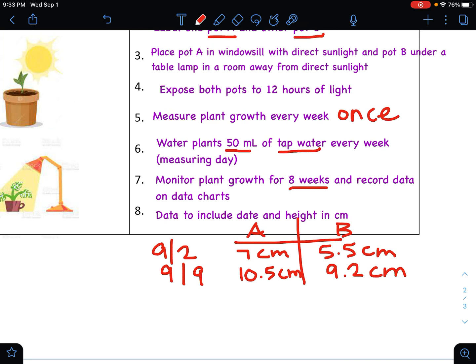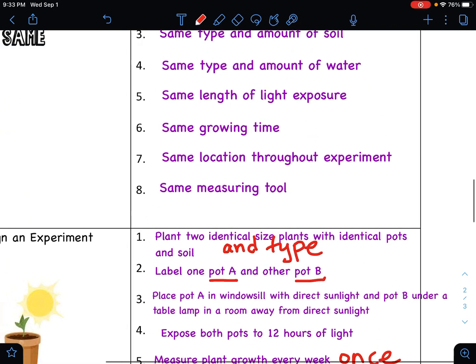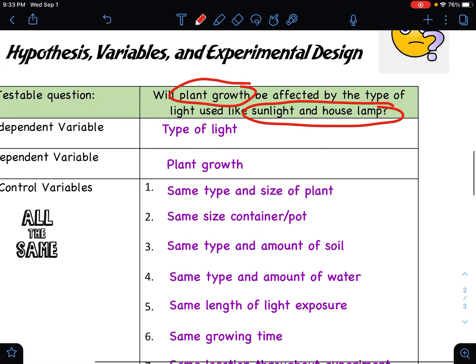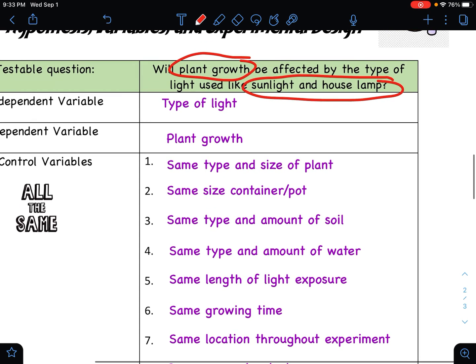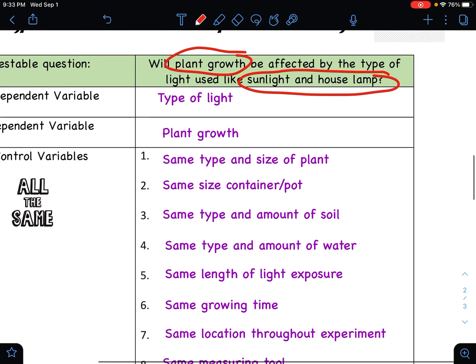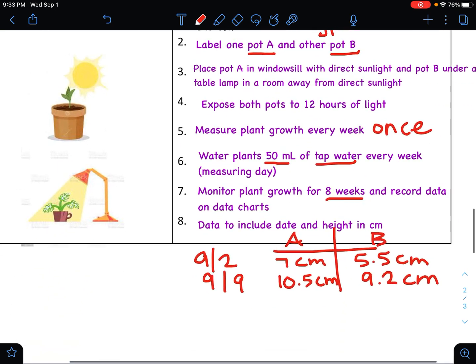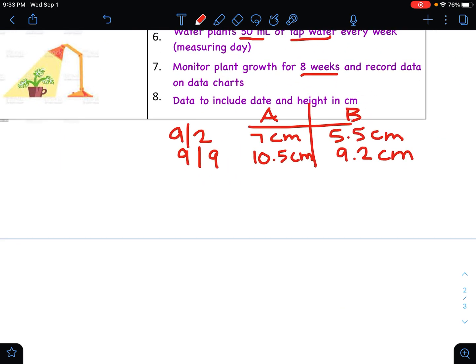Then at the end, when you're all finished with it, you would analyze your data, look at it, see what kind of numbers you end up with, and decide, does one do better? Is plant growth affected by the type of light, whether that be sunlight or a lamp? So you would figure that out by looking at all your data, once a week, over the course of the 8 weeks that you are doing this experiment.